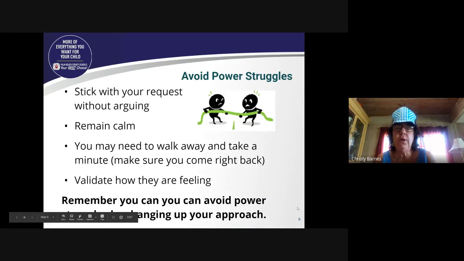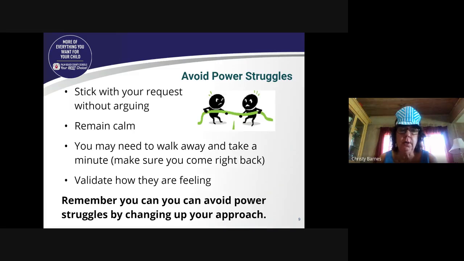If you get into a power struggle with your child, who do you think is going to win? Your child will. So the first thing you want to do is stick with your request without arguing. And you want to remain calm. You might just want to take a deep breath. And you may need to walk away just to take a minute for yourself. That's okay, but please make sure that you come back.